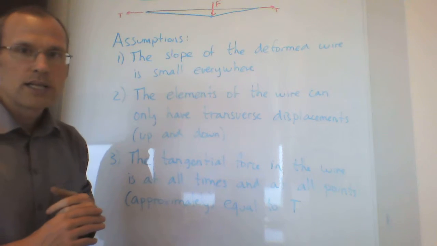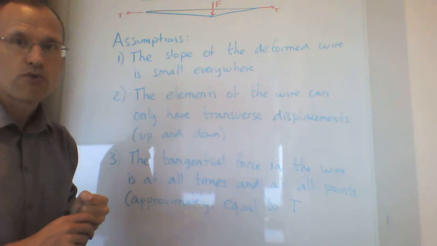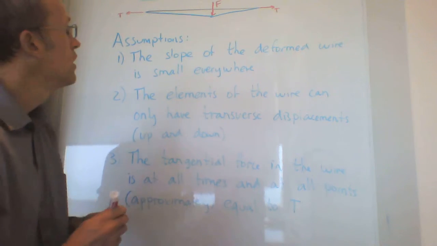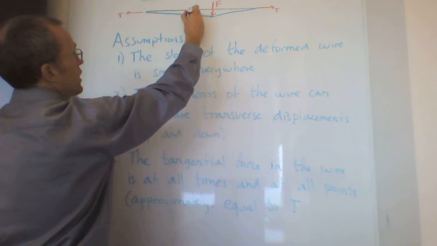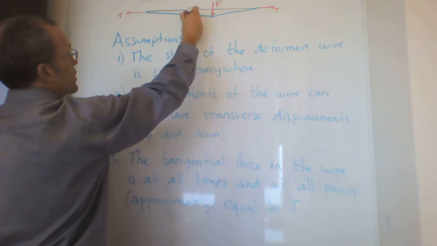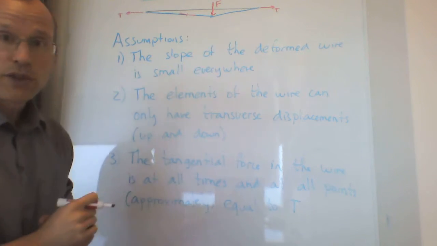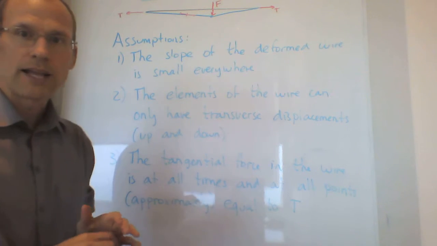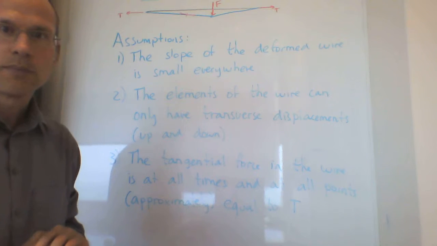And the last one is that my tangential force in my wire is approximately equal to the tension force. So if I look at the actual force, cut this wire, for example, right here, and what is the force in this direction? What is the force in that direction? They're both equal to T. Again, kind of going back to the first one, small angle displacement, roughly the same tension force.